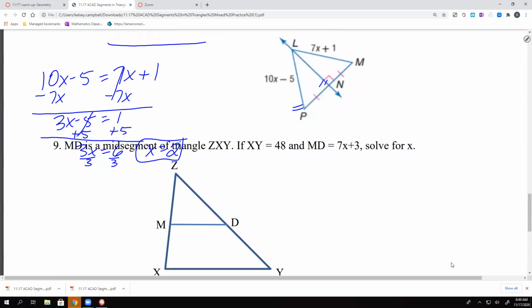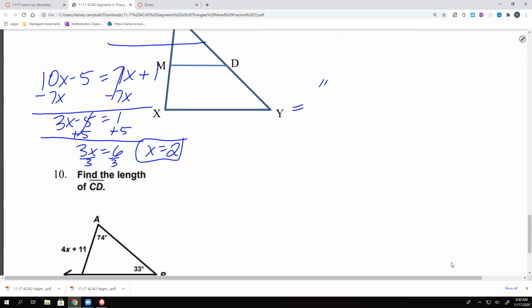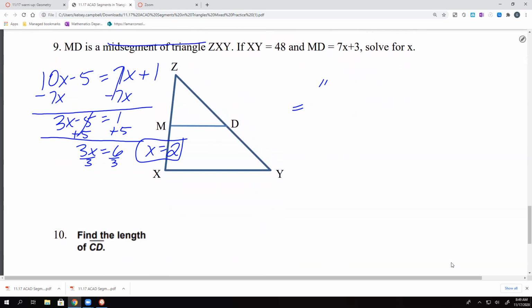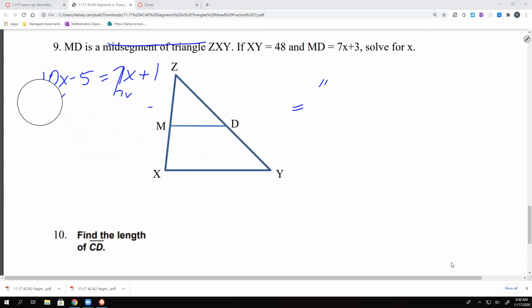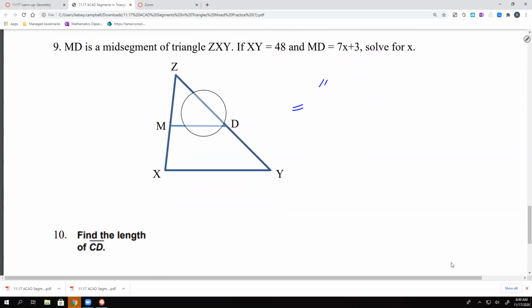All right. Getting here to the end, right? Guys, you know, this practice is going to be very much like the test. So I would make sure I was writing down everything and listening to everything that we were talking about, okay? All right, so MD is a mid-segment of triangle ZXY. Okay, and then they say XY is 48, so let's label. So XY is 48, and MD is 7x plus 3.